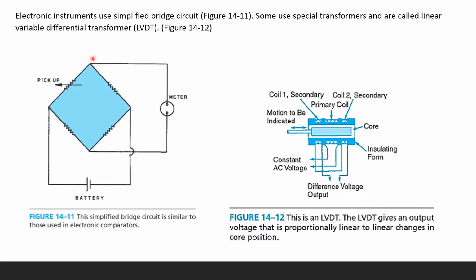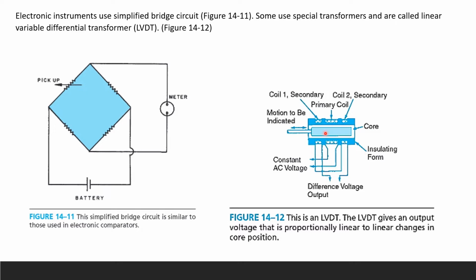Electronic instruments use a simplified bridge circuit. This is just showing you what electronic instruments usually use. The simplified bridge circuit is similar to those used in electronic comparators. Some use special transformers called a linear variable differential transformer, and we call it an LVDT. Some people call it something else, but I just call it LVDT. So this is an LVDT. It gives an output voltage that is proportionally linear to linear changes in core position.